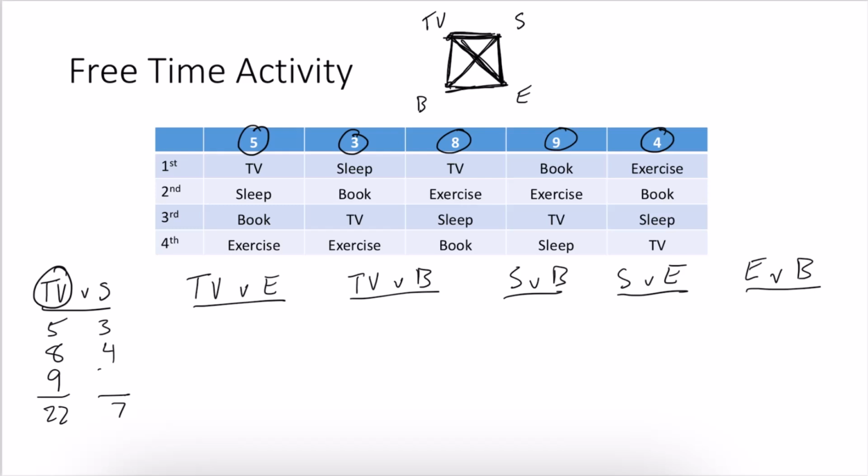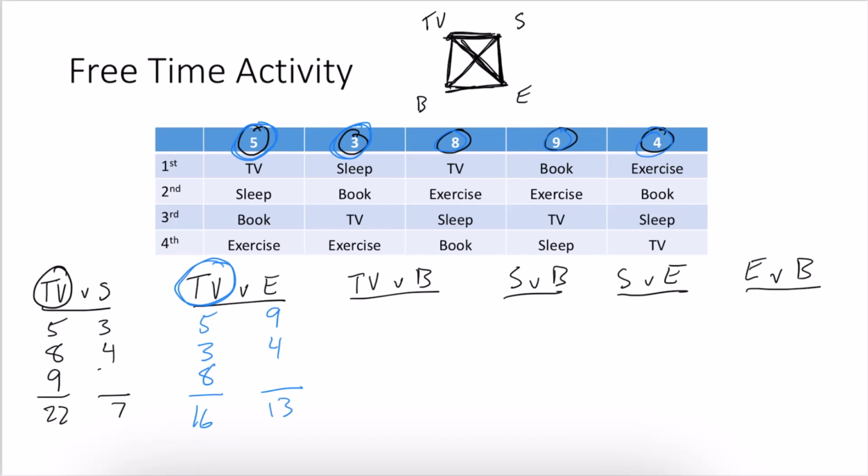Then for the next one, again, these 5 votes will go to TV, because if you're comparing TV and exercise, TV is higher in that case. For these 3 people, TV is also higher, so we're going to have 3 points there. These 8 people, TV is also higher. For these 9 people, exercise is higher than TV, so 9 is going to go to exercise. And these 4 votes are also going to go to exercise. And when you add this up, 9 plus 4 is 13, 5 plus 3 is 8, plus 8 is 16. And so that pair's point is going to go towards TV.